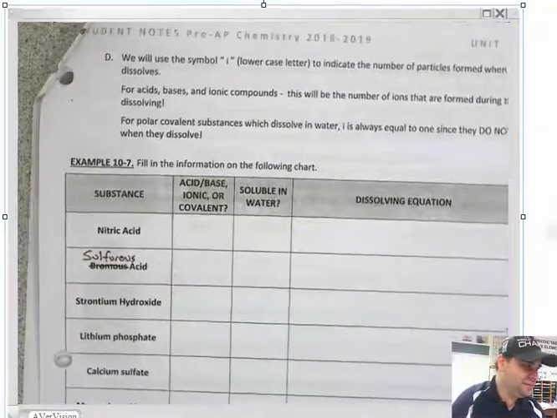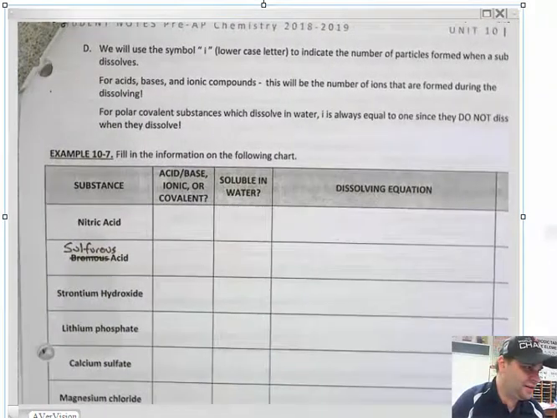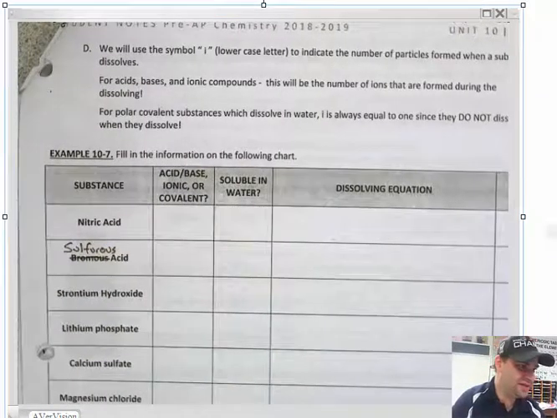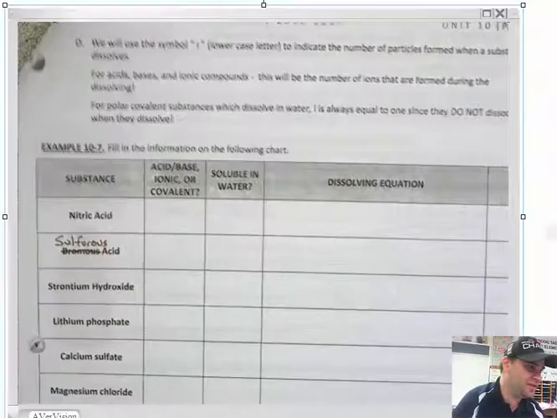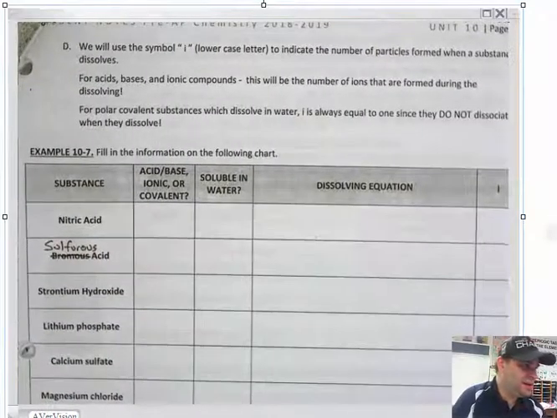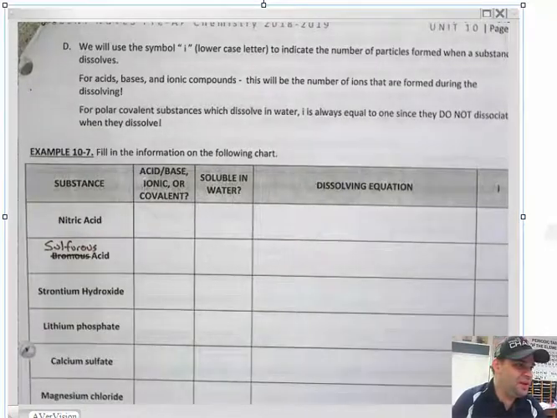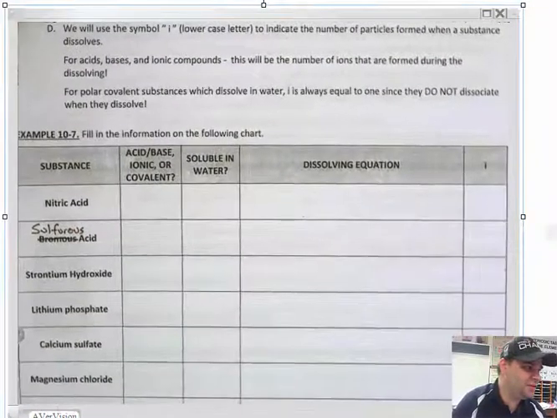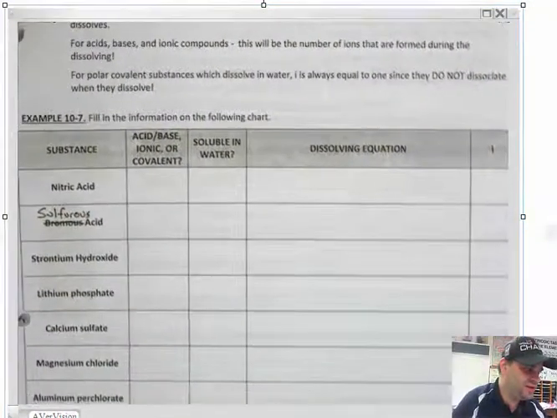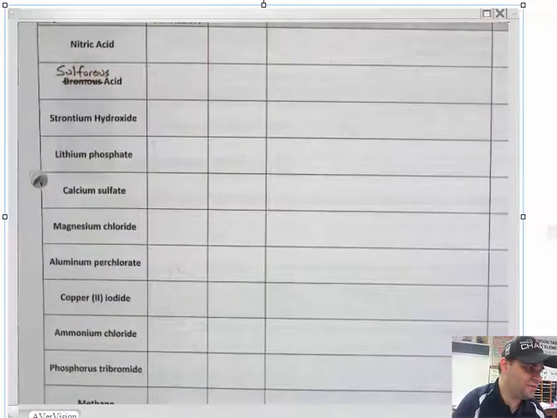We will use the symbol i, lowercase letter, to indicate the number of particles formed when a substance dissolves. For acids and bases and ionic compounds, the number of i's will be formed during the dissolving process. Polar covalent substances dissolve in water, but they do not dissociate when they dissolve. We're going to fill in the following chart.